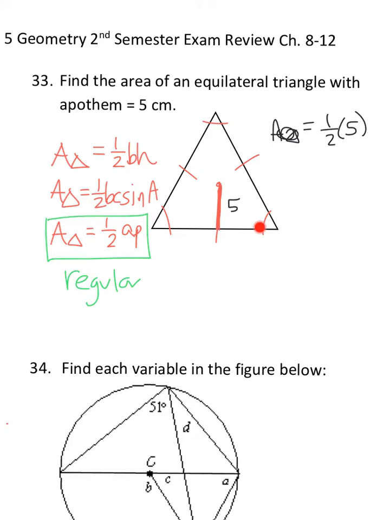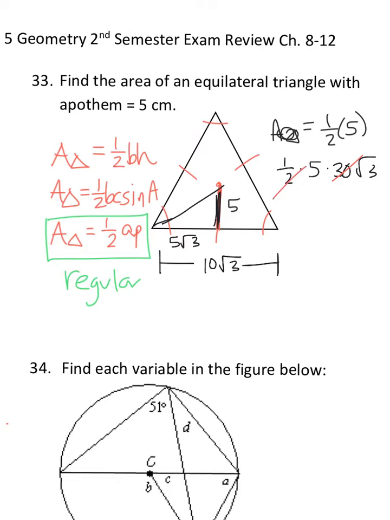Now I have to find the perimeter, the distance around. So this side's 5. This is actually 30, 60, 90. So the short side's 5. This side's 5 root 3. So the whole side right here is 10 root 3. And there's 3 of them, so it's going to be 1/2 times 5 times 30 root 3. And I can reduce that. 30 divided by 2 is 15. 15 times 5 is 75. So the answer is 75 root 3 centimeters squared.